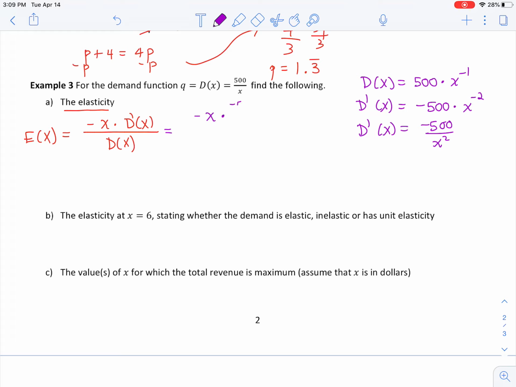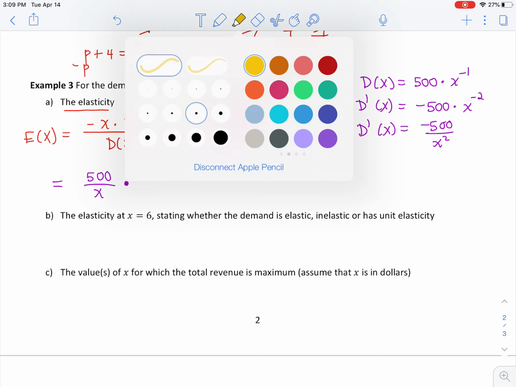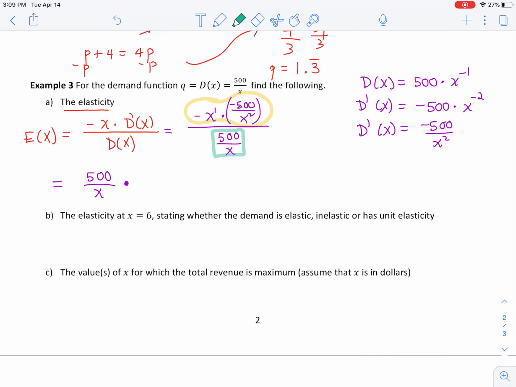That gets multiplied by my negative X, negative 500 over X squared, and then I will divide by 500 over X. Let me simplify the numerator first. Negative times negative times negative 500 turns into a positive 500. X to the first power divided by X squared just gives me X back. Now I multiply by the reciprocal of the denominator. The reciprocal of 500 over X is X over 500.